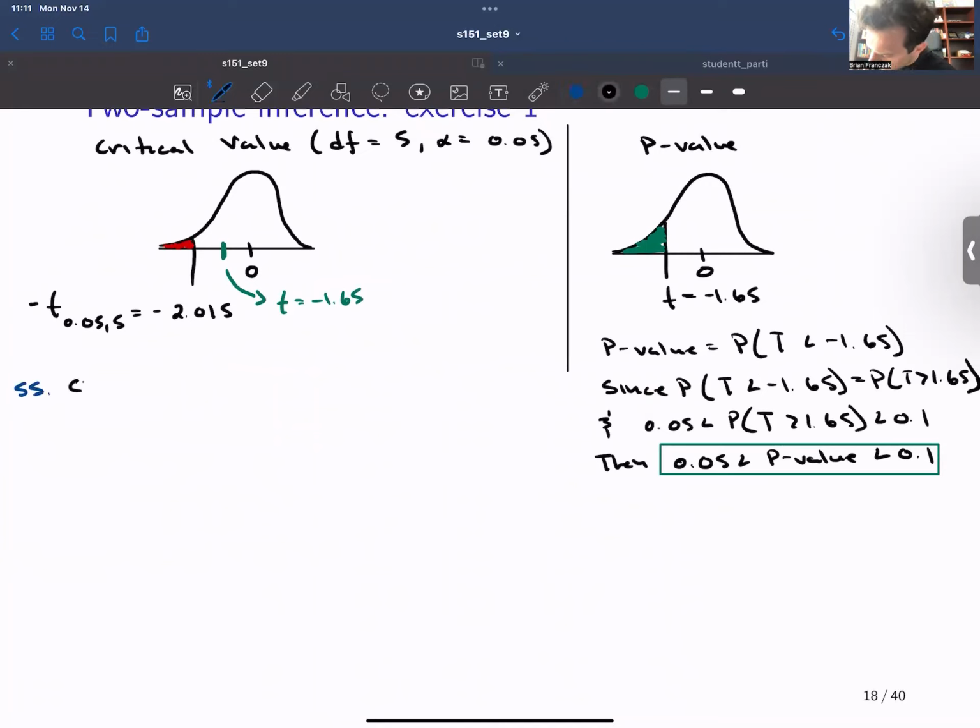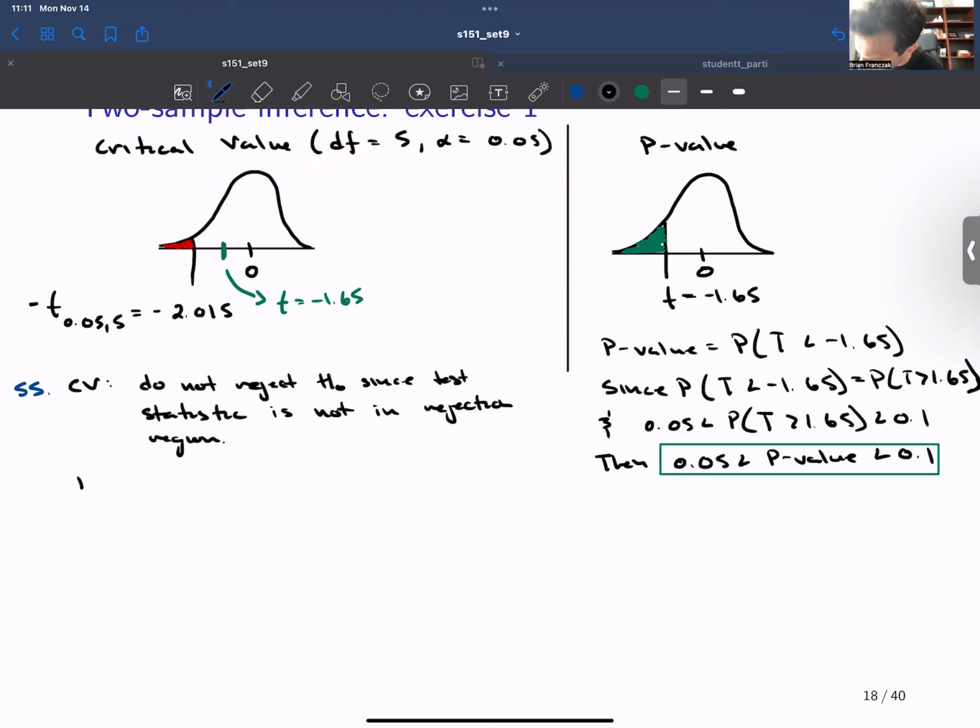Okay, so if we use the critical value approach, we would simply say, do not reject H0 since the test statistic is not in the rejection region. And if we take the p-value approach, we would say, do not reject H0 since the p-value is greater than alpha.